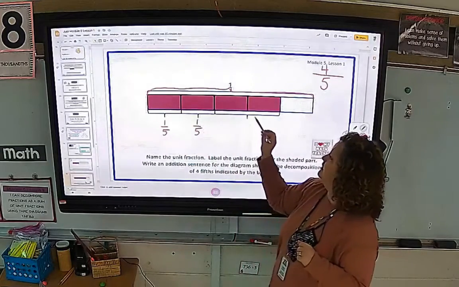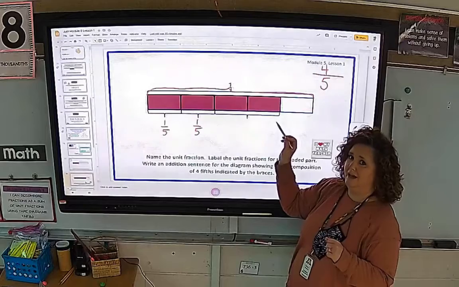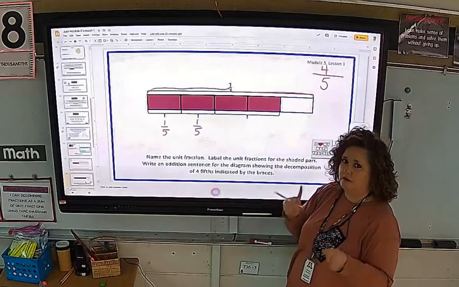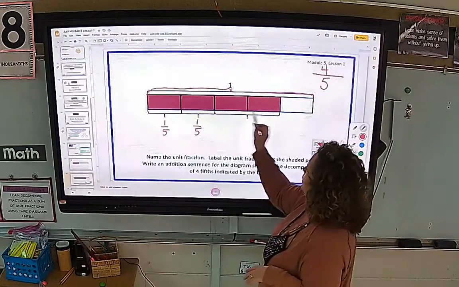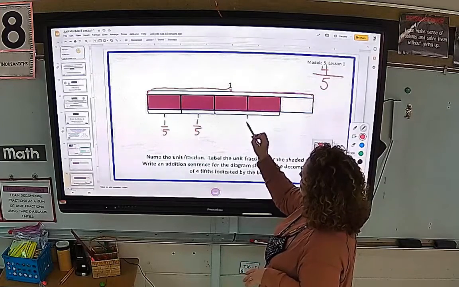How many are in this bracket? It changes. That's why you've got to look closely. 2. 1, 2. Both of these are in that bracket. So right here.